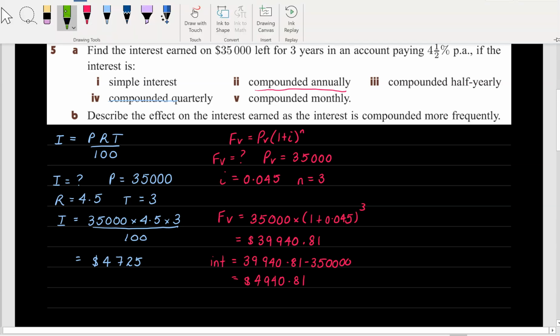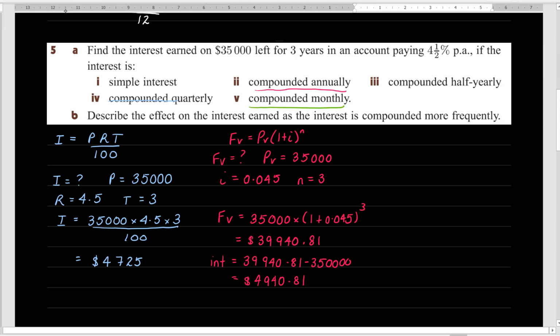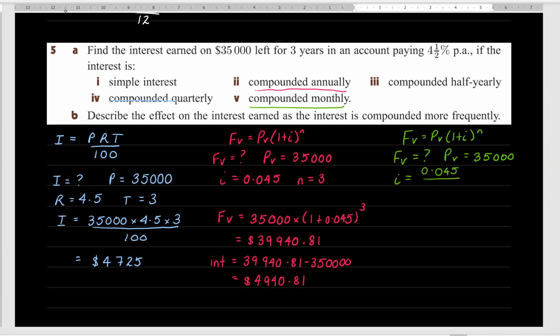Let's see what happens if we're going to do it compounded monthly. So we have our same formula. Write that down. We're still trying to find the future value. Our present value has not changed. However, look what happens with our I now. It's still 0.045, but it's compounded monthly, so I have to divide that by 12. Our N has also changed. It is now not just 3, because we're getting it every month for 3 years, so it's 3 times 12.